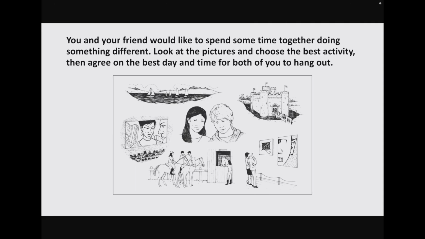Here is an example of interactive phase part 3. You and your friend would like to spend some time together doing something different. Look at the pictures and choose the best activity, then agree on the best day and time for both of you to hang out. What is the main objective of interactive phase part 3?